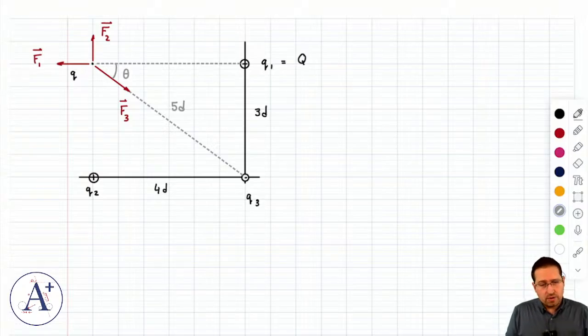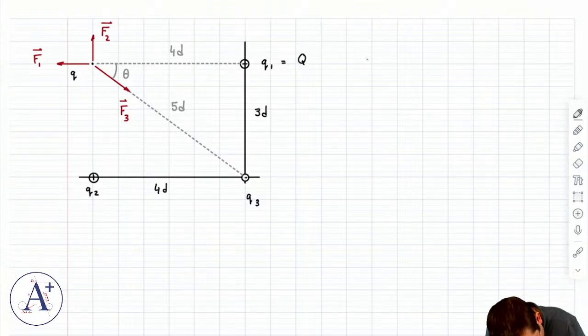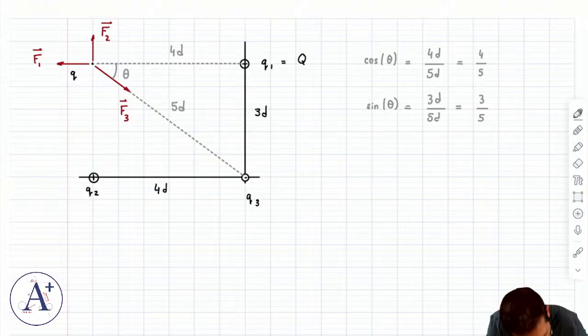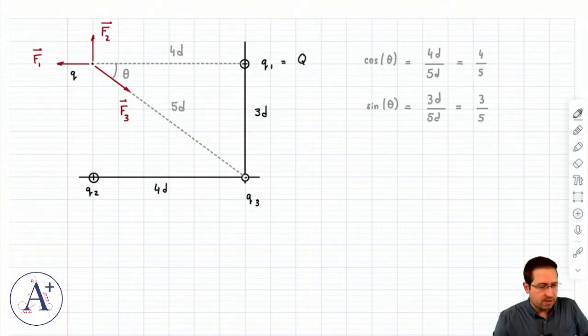Now if we call this theta, remember that this is 4D. Let's get this taken care of now so we don't have to come back to it later. Cosine theta is going to be adjacent over hypotenuse, so that's going to be 4/5. Sine of theta is equal to opposite over hypotenuse, that's 3D over 5D, that's 3/5. Okay, so that takes care of that, because we're going to need that in a minute.